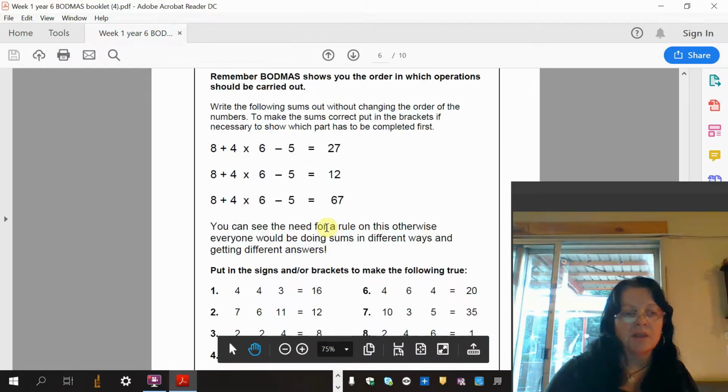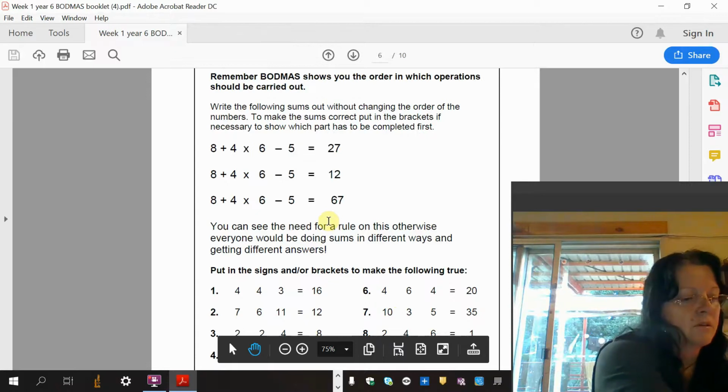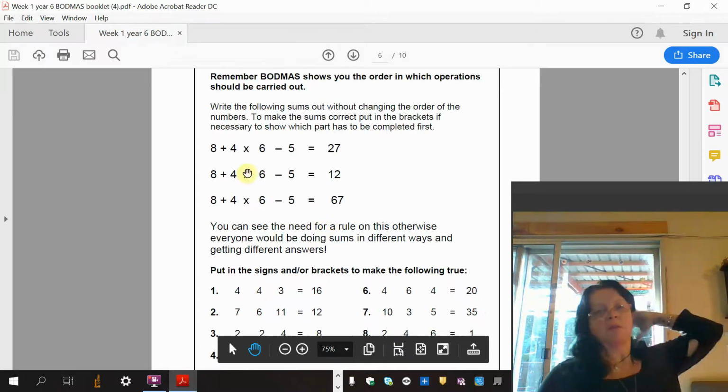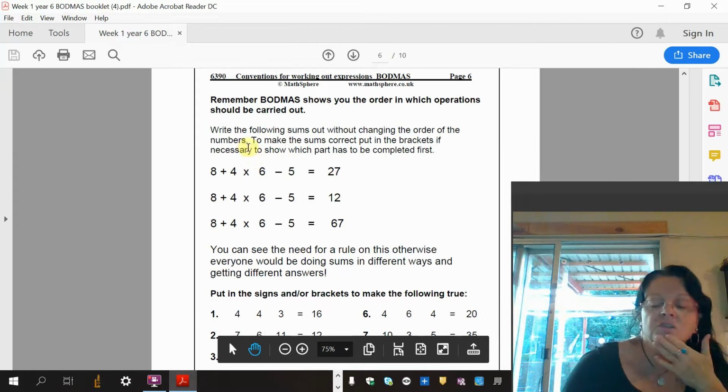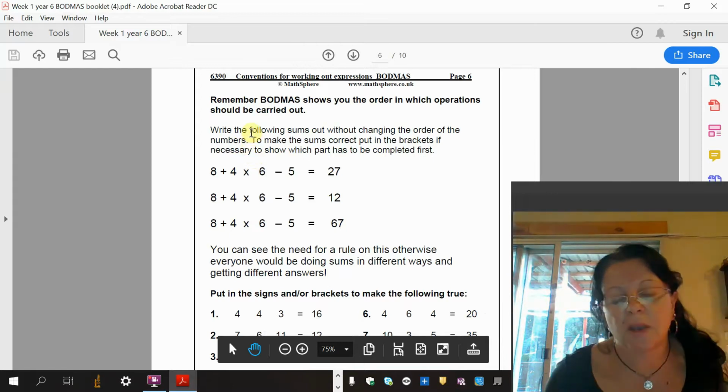And we're up to this page now. What this first page, page 6, is telling us, some people have already done this one, so we'll just go through this very quickly. This is the trickiest page, I think.